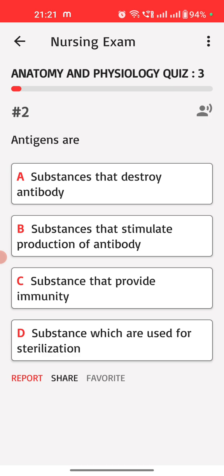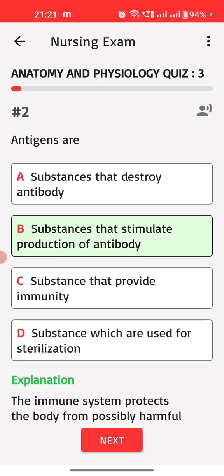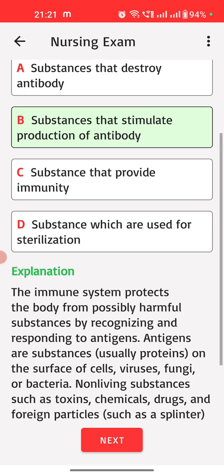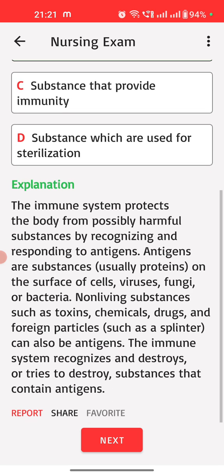Antigens are A. Substances that destroy. Correct answer. The immune system protects the body from possibly harmful substances by recognizing and responding to antigens. Antigens are substances, usually proteins, on the surface of cells, viruses, fungi, or bacteria. Non-living substances such as toxins, chemicals, drugs, and foreign particles such as a splinter can also be antigens. The immune system recognizes and destroys, or tries to destroy, substances that contain antigens.